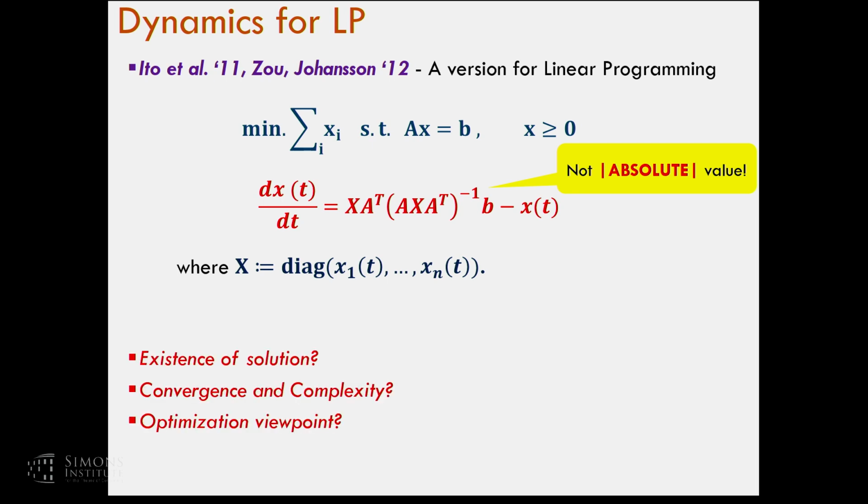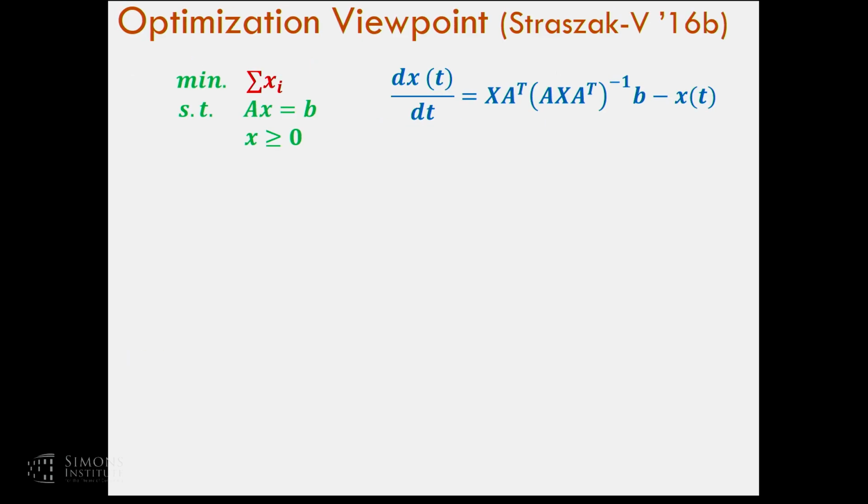And here they ask this question about whether a solution exists for all times, and if it does, then what is the convergence and complexity, and more importantly, what could this dynamical system be optimizing? So in a related work, we answer some of these questions. The first one is about an optimization viewpoint. So what exactly is happening? So how to think of this dynamical system?